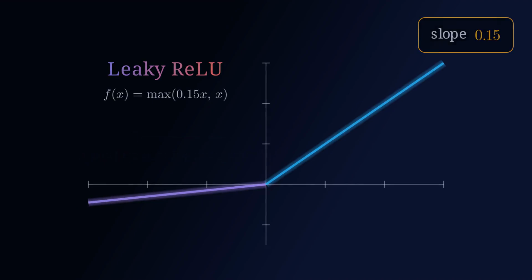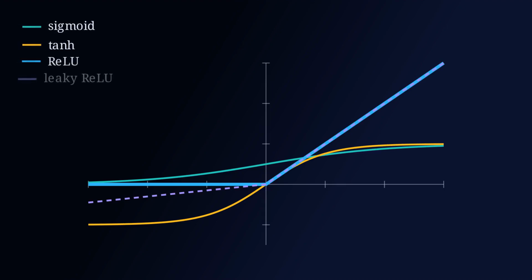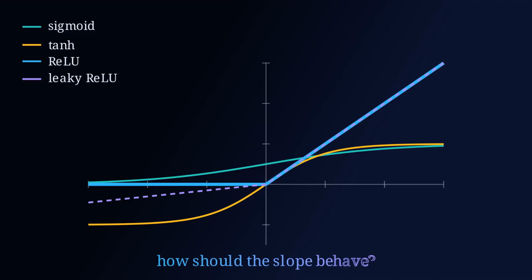Let's line up what we have so far, all on the same axes. Sigmoid and tanh, smooth but saturating. ReLU, sharp and efficient but with a dead side. Leaky ReLU, the same idea with a safety leak. Each one is a different answer to a single question: how should the slope behave?